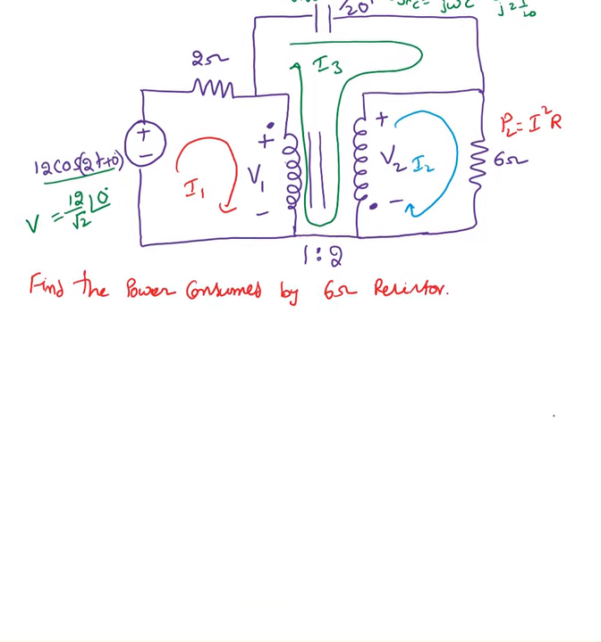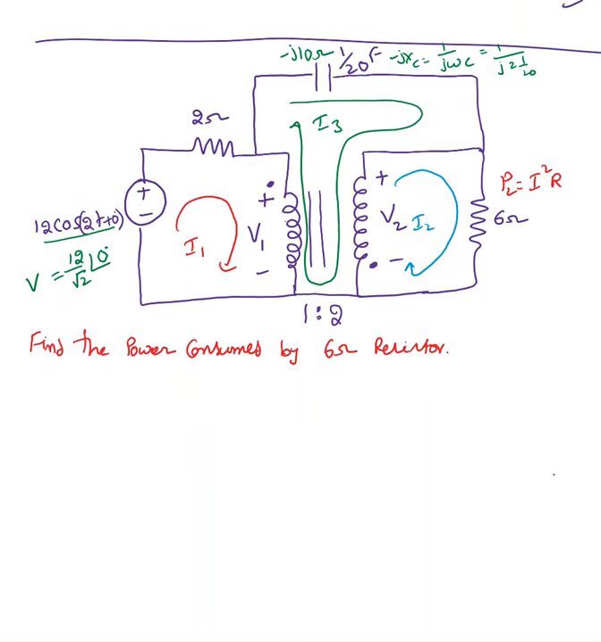Now once the circuit is in the frequency domain, assign the loop currents. Here we have 5 unknowns: I1, I2, I3, V1 and V2. So you need to have at least 5 equations. Loop 1, apply KVL.